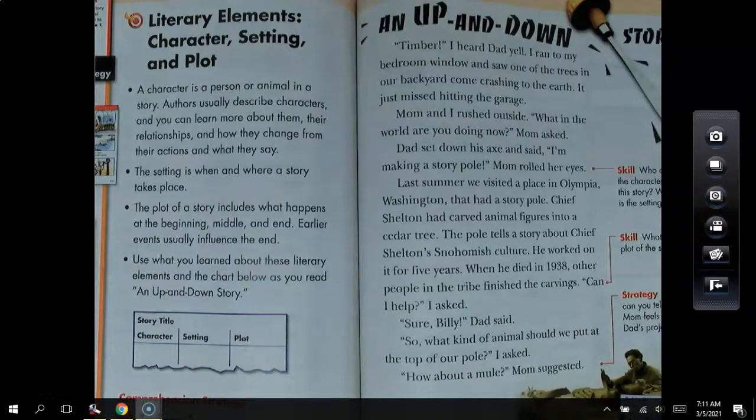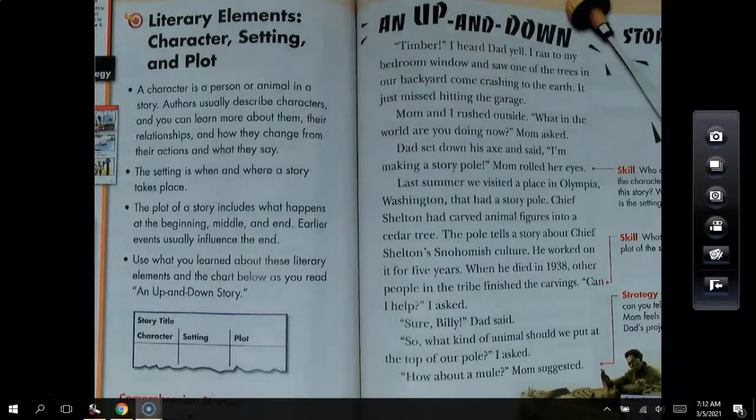And when an author introduces us to characters in the story, we can learn a lot about the characters. We can learn more about them, how they might change, what they say, what they may do within the story. So characters are a very, very important part of the story because the characters make the story. The next thing we're going to talk about is the setting. Remember, the setting is where and when the story takes place.